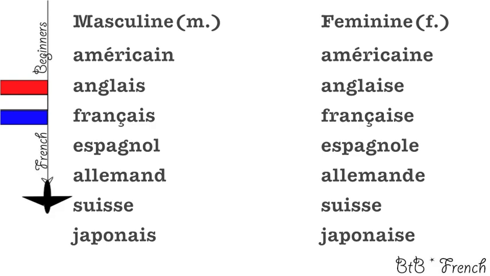The next word on the list means Swiss. Suisse. Feminine form, suisse. The next word means Japanese. Japonais. Feminine form, japonaise.